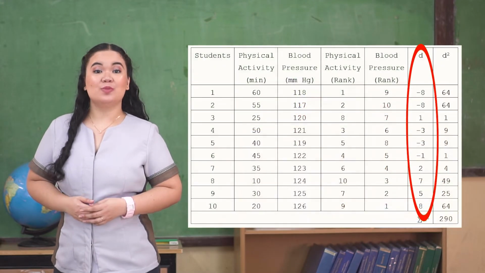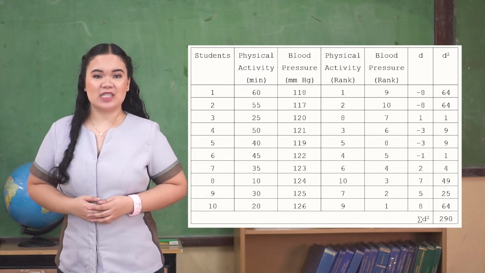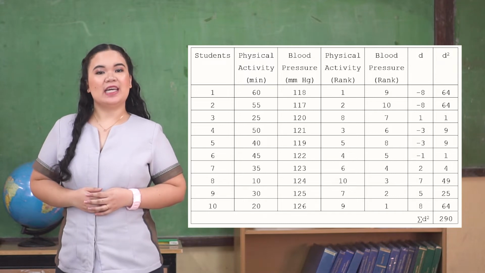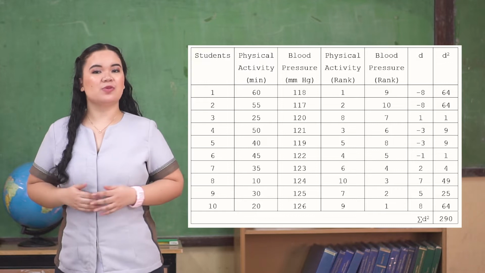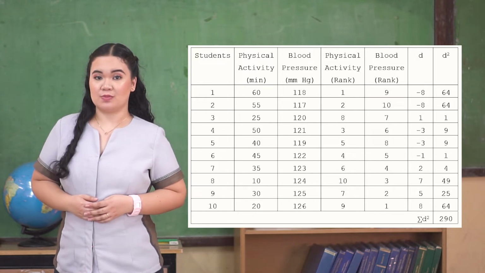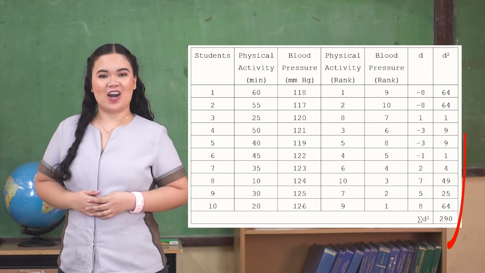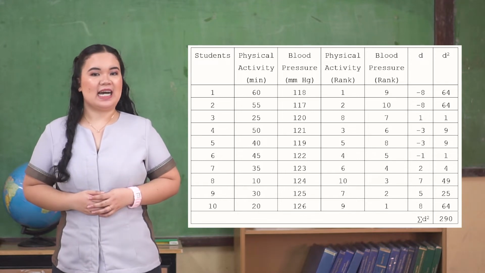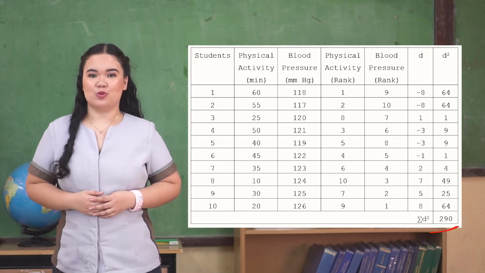Add a third column D to your data set. D here denotes the difference between ranks. For example, if the first student's physics rank is 3 and the math rank is 5, then the difference in the rank is 2. In the fourth column, square your D values. Step 4. Add up all your D square values, which is equals to 290.